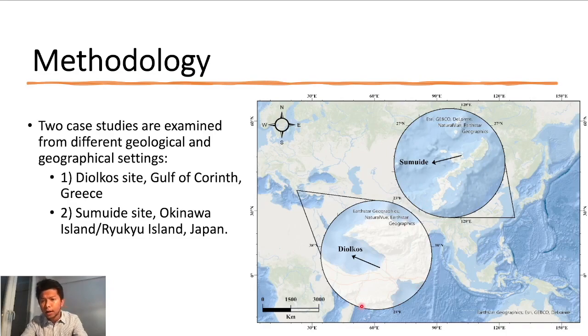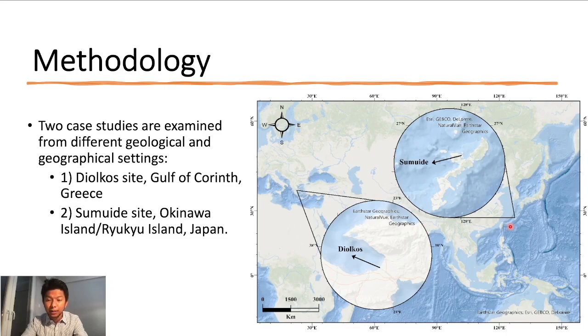On the other hand, the Sumida site is located in Okinawa Island and the Ryukyu Islands of Japan, which is located south of the main island of Japan and is considered the youngest back-arc rifting belt in the East China Sea.